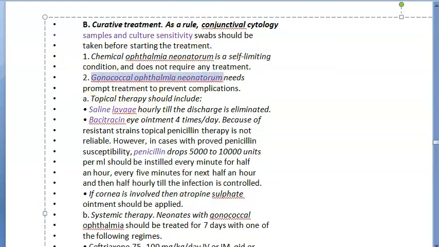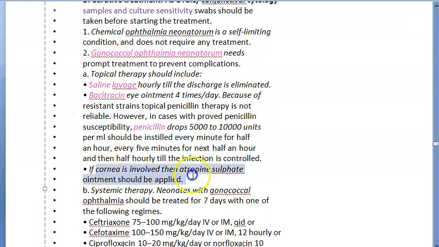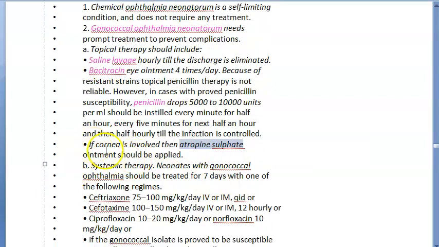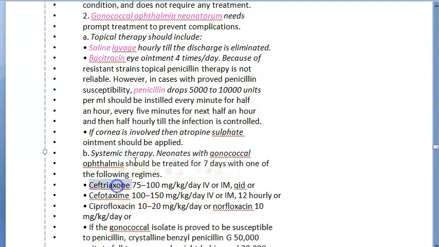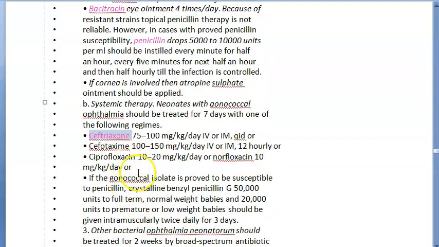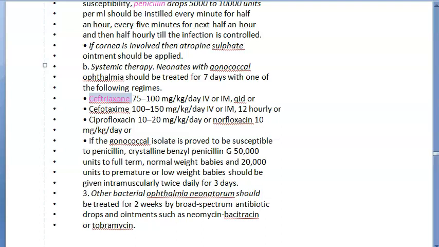For gonococcal, how do you treat? Let's look at that. For gonococcal, you will give saline lavage. Bacitracin, focus guys. Bacitracin, penicillin. This treatment is slightly different, right? Yeah. That's right. This is gonococcal. Correct. If cornea is involved, you'll give atropine. Atropine will do what? It will control the pain because cornea is involved. Systemic therapy, what will you give for gonococcal? They already told, right? Ceftriaxone, cefotaxime, ciprofloxacin, norfloxacin. Guys, please focus on this gonococcal treatment.